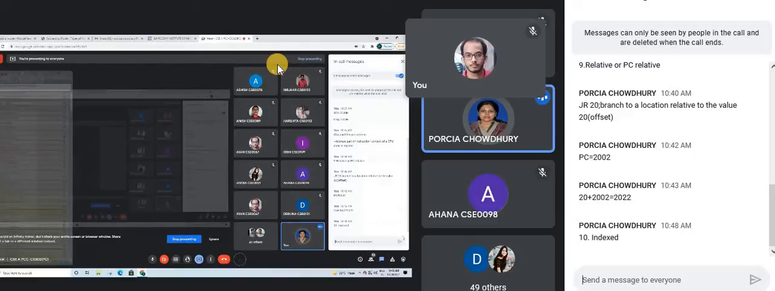So indexed address mode. In case of indexed address mode, what is your special register? Index register. So you have to remember the type. In case of PC relative, what is your special register? Program counter. In case of indexed register mode, what is your special register? Index register.